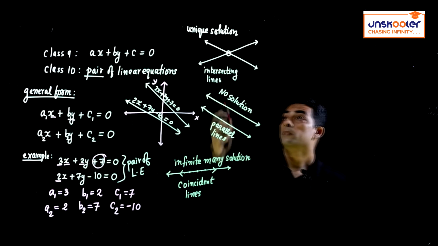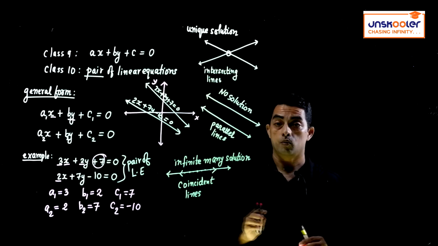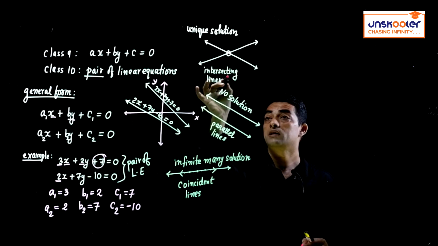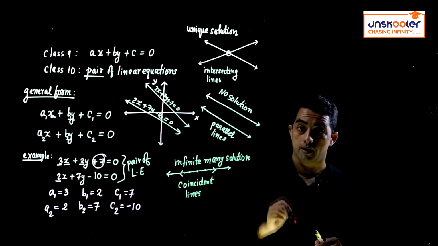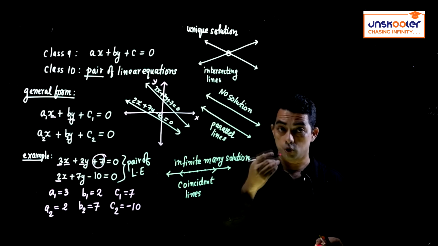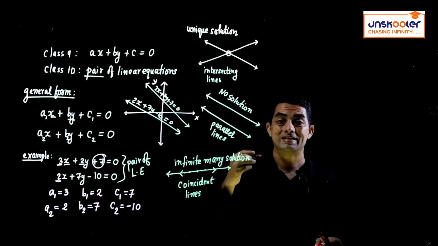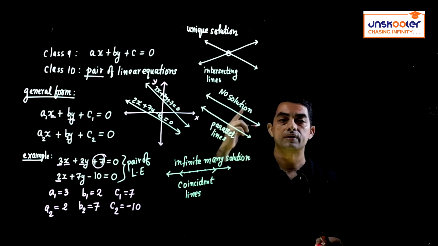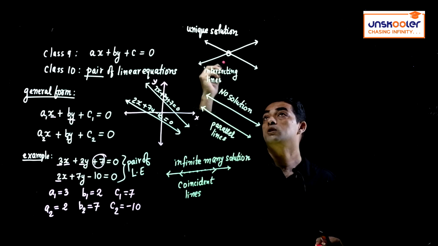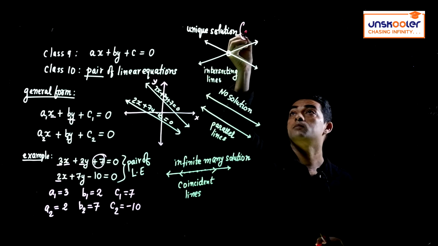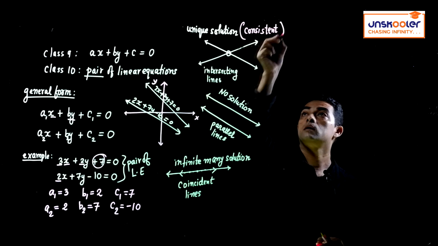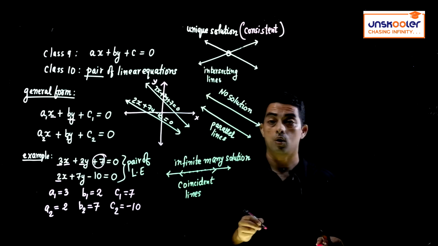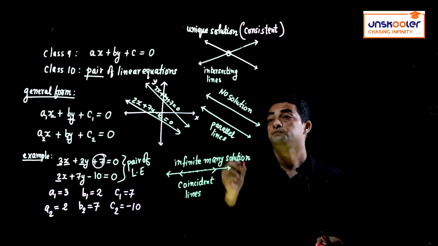The first one, where the lines are cutting at one point, I told you they are called intersecting lines, or we call them unique solution. There is one more word which is sometimes used, and the word is consistent. They are a consistent pair of linear equations. So we have to remember that also. Let me write it over here.